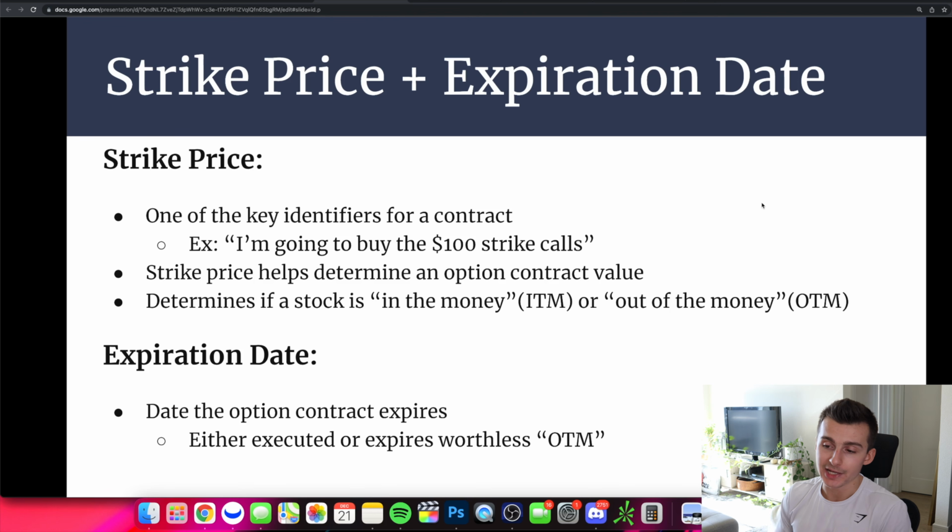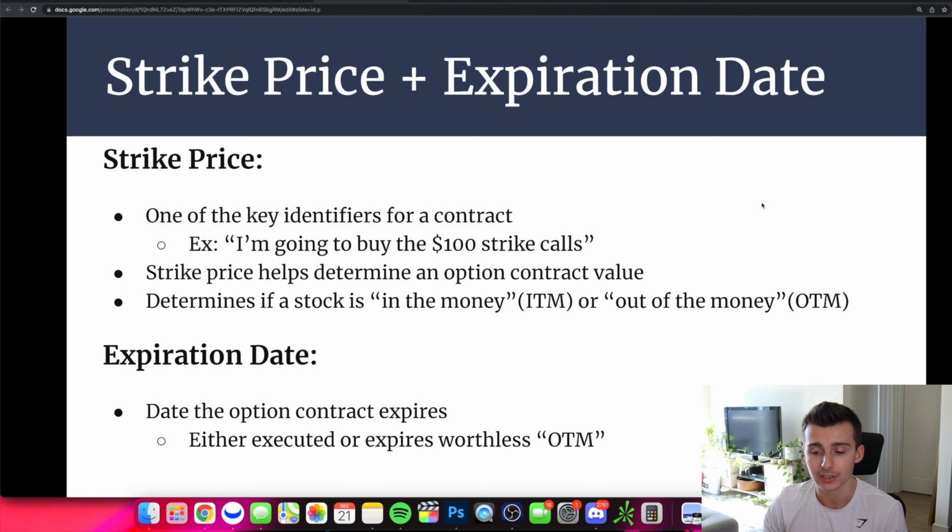Now the expiration date. This is the date that the option contract expires. So either the option contract is in the money and it's executed on the expiration date based on whoever's holding it, or the option expires worthless. And that means it would expire out of the money. The option has no value. So that's one of the biggest things we need to understand when it comes to trading options, okay?